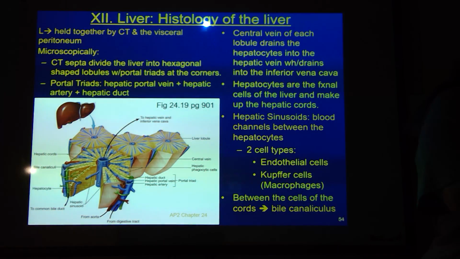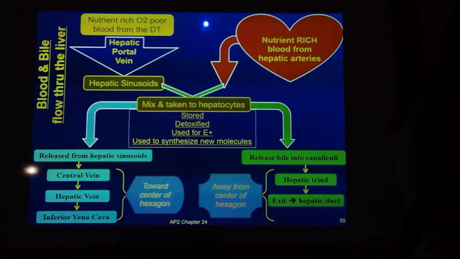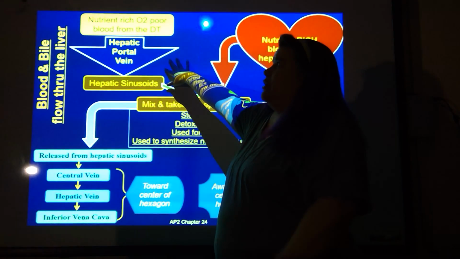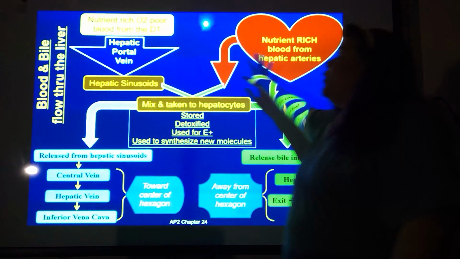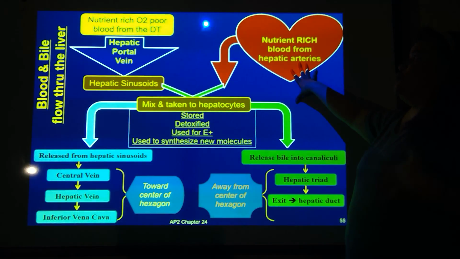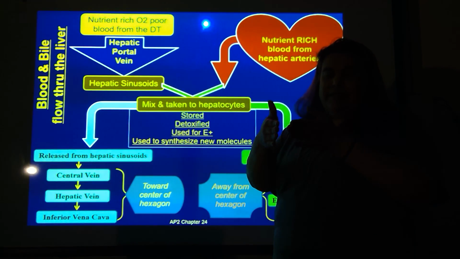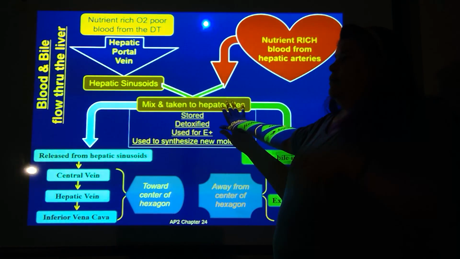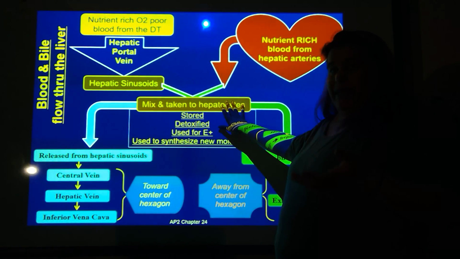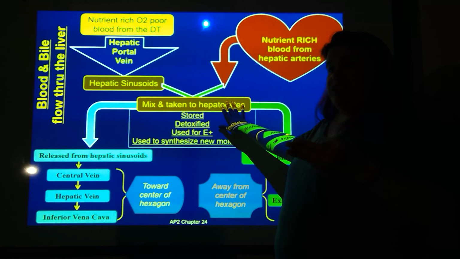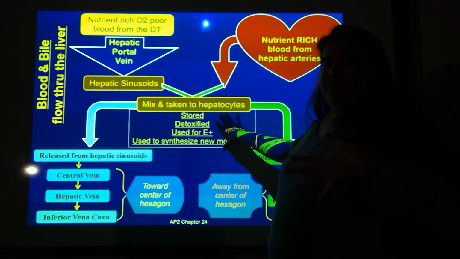So ultimately, if I am getting taken to the liver, I'm either coming in as nutrient-rich, oxygen-poor blood from the hepatic portal vein, or I'm coming from the heart as oxygen-rich blood. Both of these get mixed into that one big sinusoid that I showed you. Now, depending on what you are in the mix, if you're a nutrient, if you're oxygen, if you're a waste product, these are kind of the options.